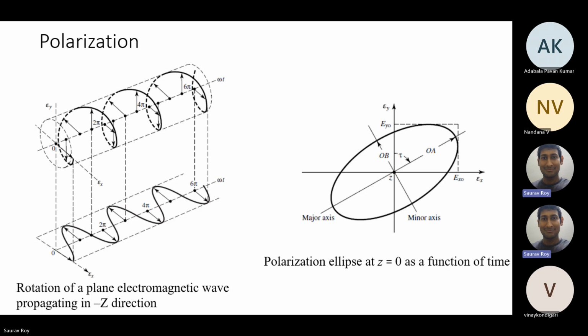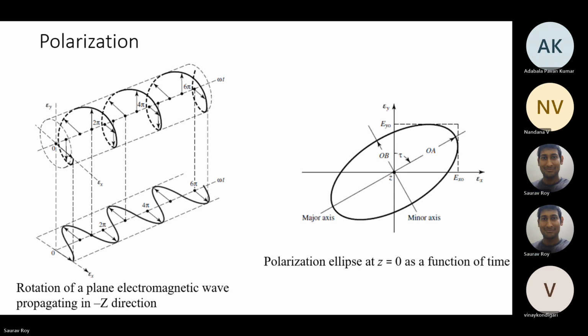As the wave propagates through this point O in the axis, the direction of the combined electric field will keep changing. This is defined as polarization. What is polarization? Polarization is the direction of total electric field as it changes over time.